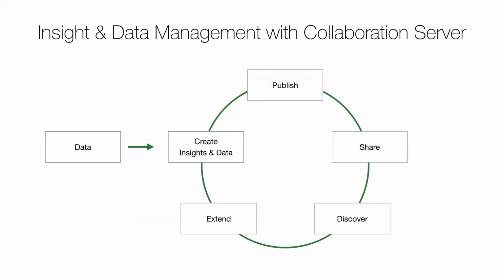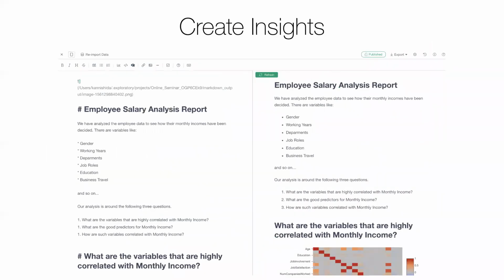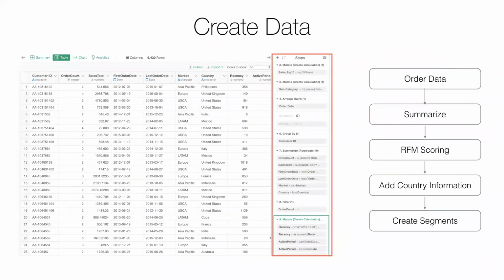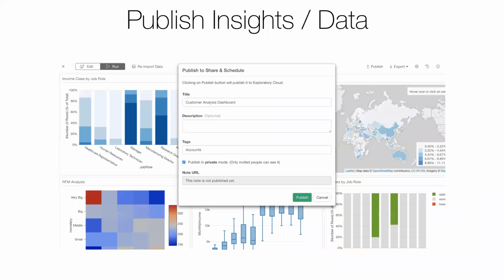Typically, the workflow of insight and data management with the collaboration server goes like this. Start with data, and then you want to create insights. By using a note, you can create a rich note to communicate your story around the insights. And then you can create data, and in Exploratory, you can use the UI to transform and clean the data. And then once that's done, you can publish.